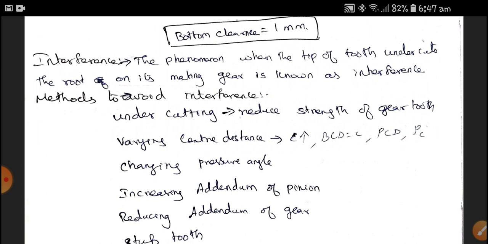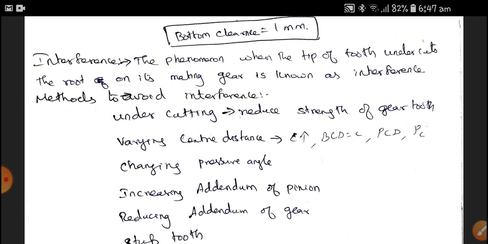Okay, first, what is meant by an interference? An interference is a phenomenon when the tip of the tooth undercuts the root of its mating teeth. That is, a driver gear tooth or tip of the tooth can mess with the driven gear and it will make an undercut in the driven gear. So that is called an interference.